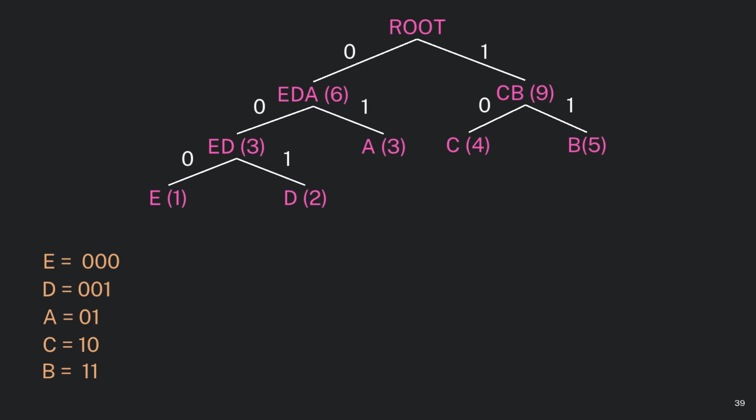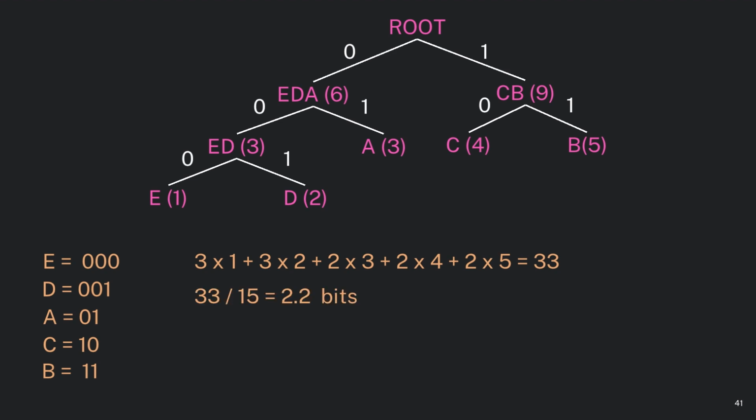So at the end we can say that E and D have 3 bits and A, C and B have 2 bits. So if I calculate the total bits used in this input, it's going to be 33 bits. And from that, we can calculate the average bits per character by dividing this by the total number of characters in our input. So 33 divided by 15 is going to give us 2.2 bits on average. As you remember, if we used ASCII, it would be 8 bits on average. So we can directly see that we saved a lot of space by using Huffman encoding.